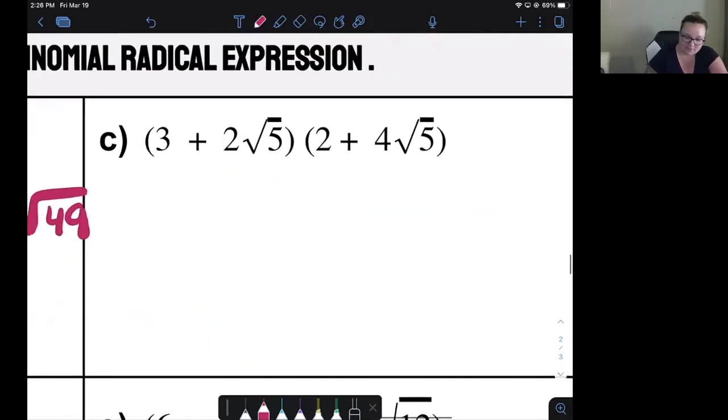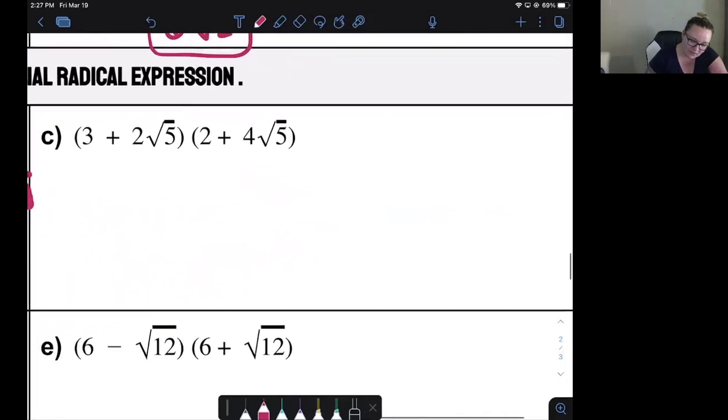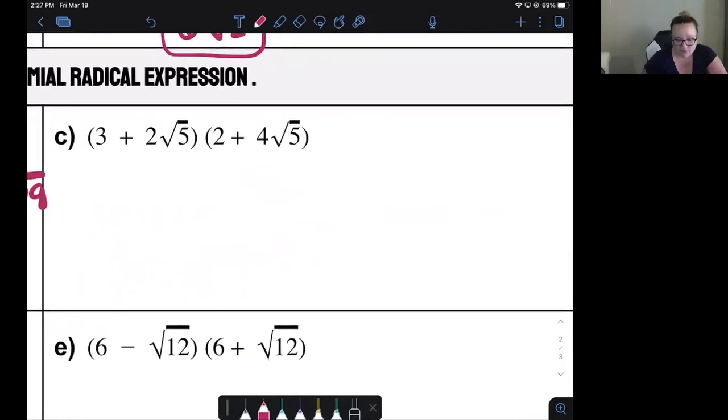And do it one more time. So do 3 plus 2 root 5 times 2 plus 4 root 5. Go ahead and give this one a shot on your own as well. Press pause and then press play when you're ready to check your work.